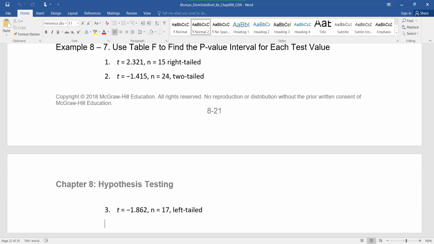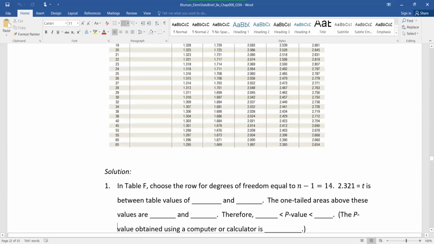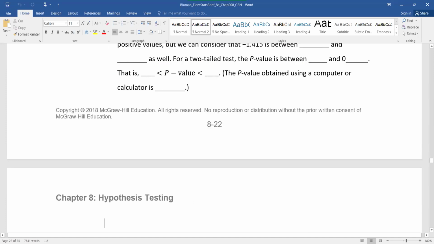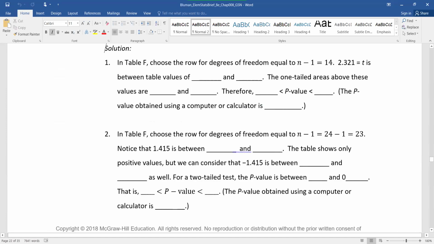Right, so let's go down to the solutions here. This is your table as well. I have it on my paper, so I'm going to trust that you can use it on yours. But to fill out these answers, it says in table F, we're going to choose the row degree of freedom, which again is n-1. We're told that n is equal to 15 in that first question. So the degree of freedom would then be what? 14. So we'll go to that row that has 14.